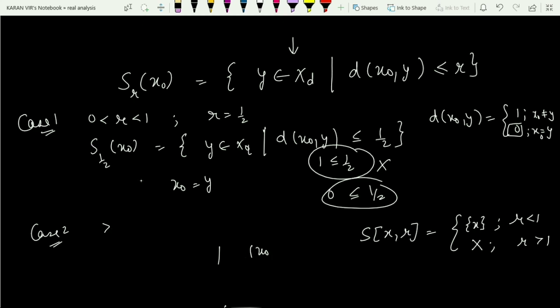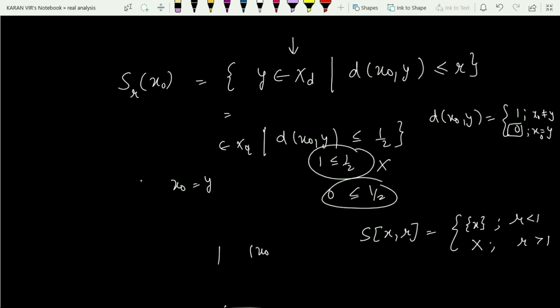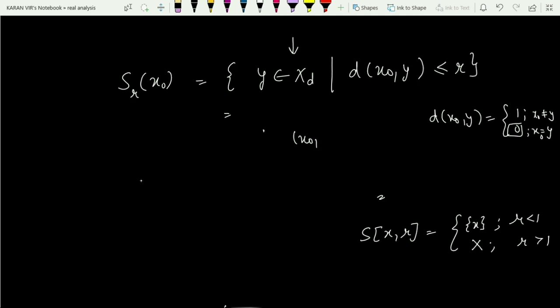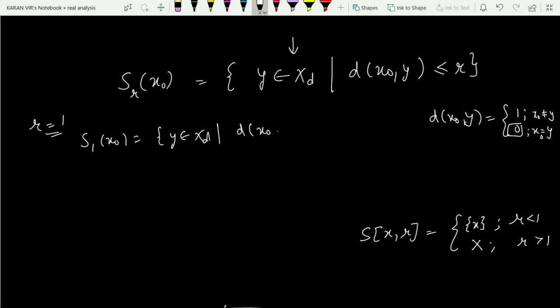Actually students, the main difference between the open spheres and the closed spheres always arises in a discrete metric space when r is equal to 1. So let us discuss that case so as to make things more clear. So if I take r to be equal to 1, what about the closed sphere? S1 with x naught as center is the collection of all the y's coming from X such that the distance between x naught and y is less than or equal to 1.